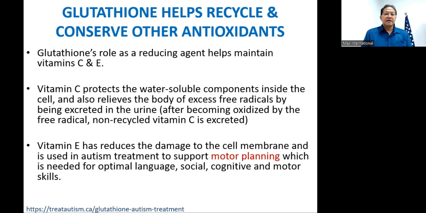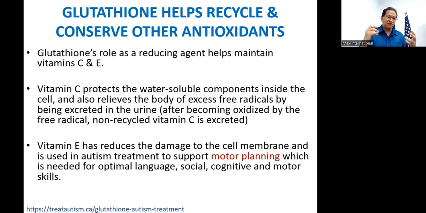Vitamin E reduces the damage to the cell membrane and is used in autism treatment to support motor planning, which is needed for optimal language, social, cognitive, and motor skill. Motor planning is how your brain works. Before you do any action, your brain actually already does a lot of planning, right?